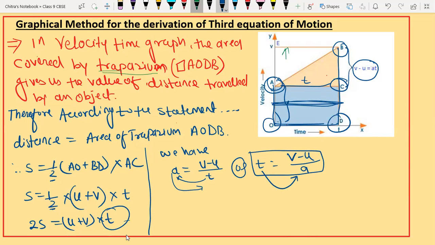Therefore, we can write 2S equals to, U plus V is nothing but V plus U. So I'm writing here V plus U. The thing is the same: 2 plus 5 is 7 and 5 plus 2 is 7.